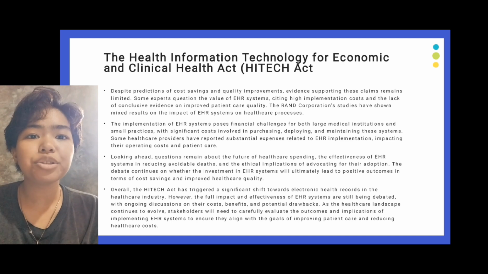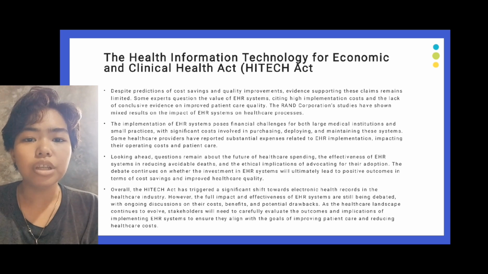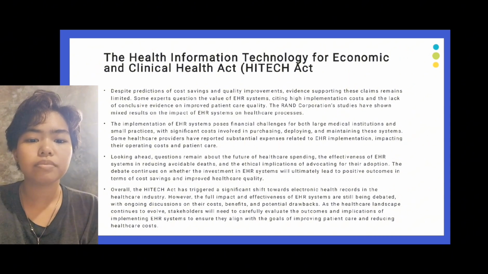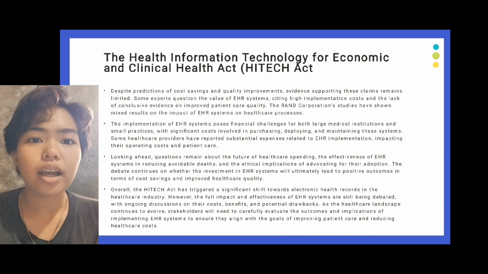Looking ahead, questions remain about the future of healthcare spending, the effectiveness of EHR systems in reducing avoidable deaths, and the ethical implications of advocating their adoption. The debate continues whether the investments in EHR systems will ultimately lead to positive outcomes in terms of cost savings and improved healthcare quality. Overall, the HITECH Act triggered a significant shift towards electronic health records in the healthcare industry.